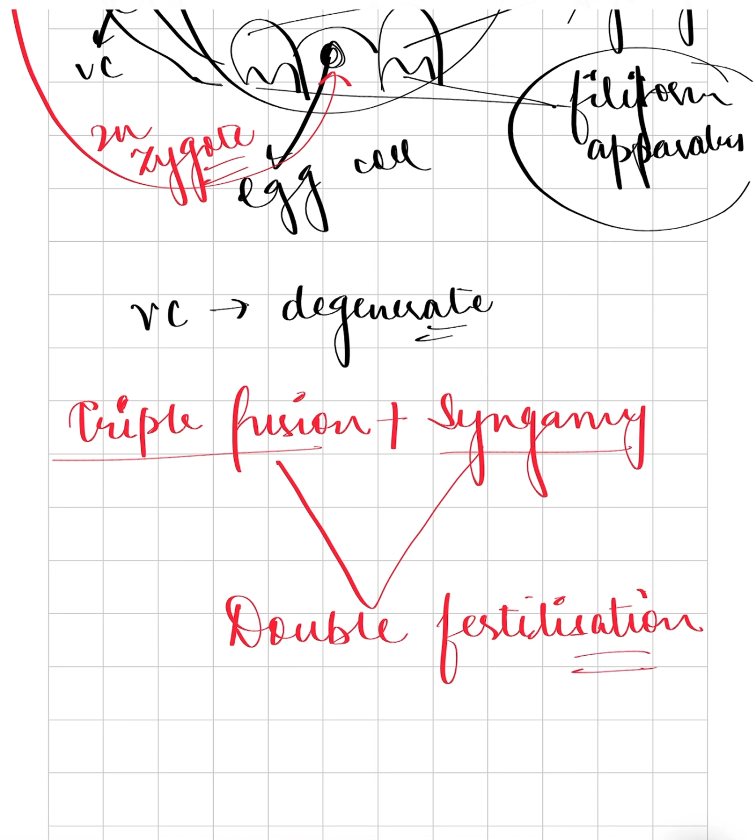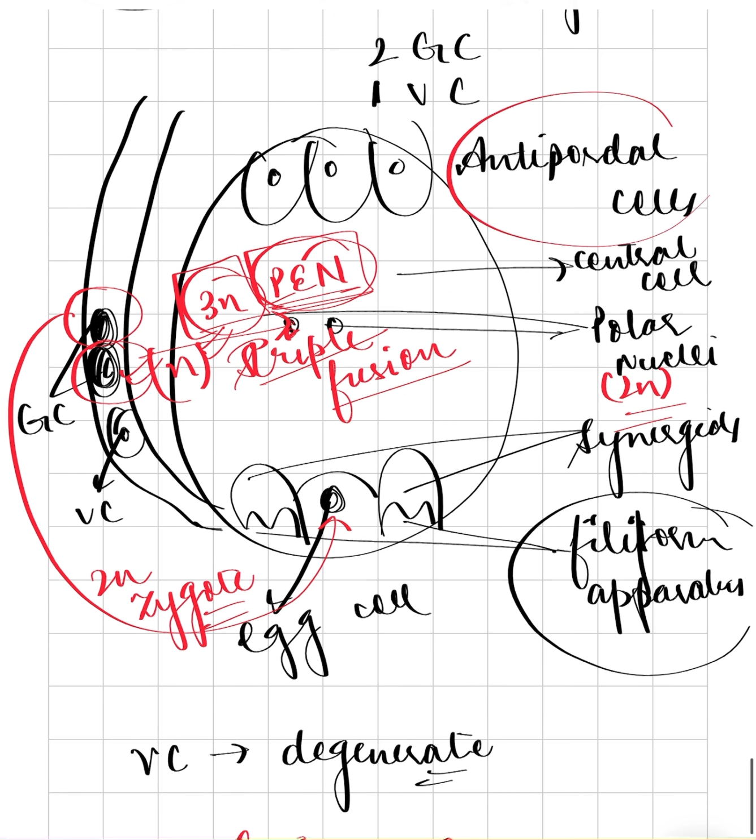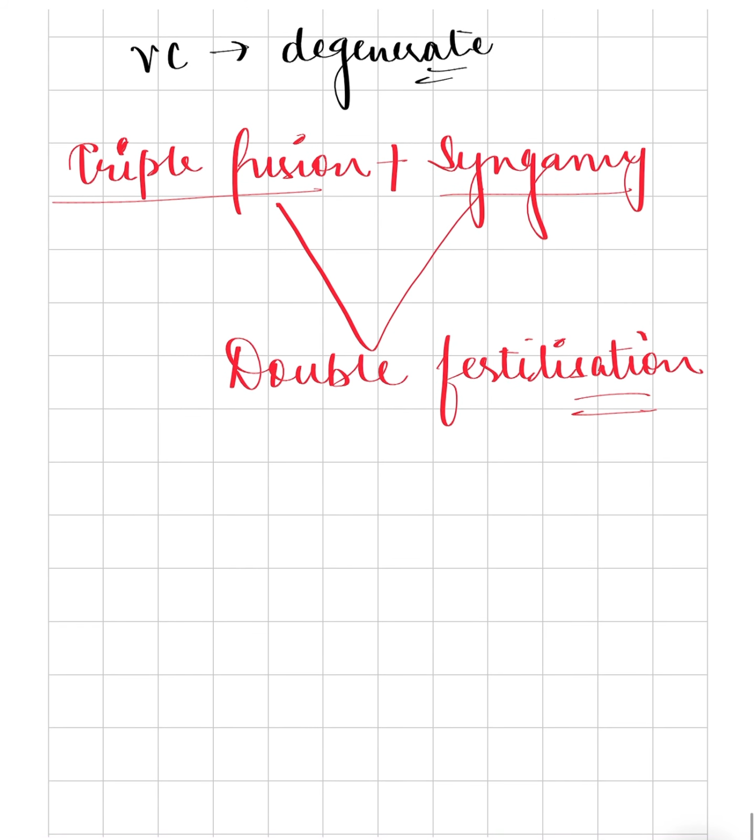Please note that after the double fertilization, the antipodal cells and the synergids will degenerate.